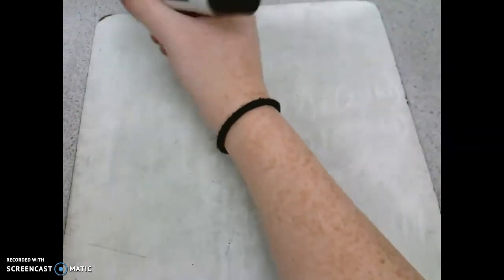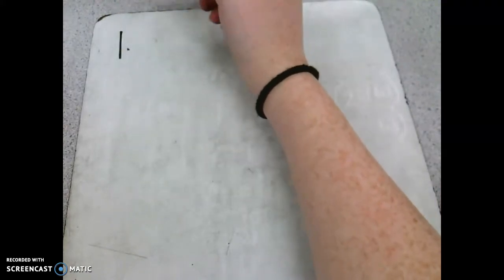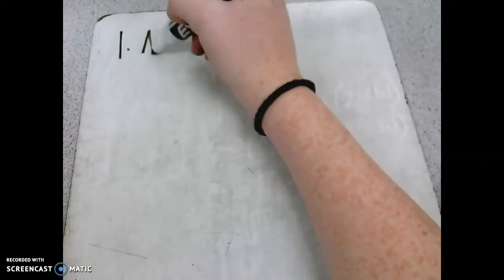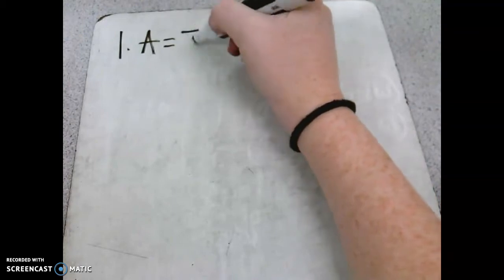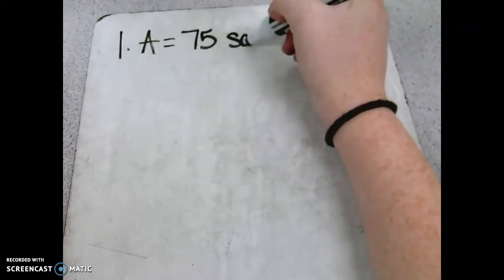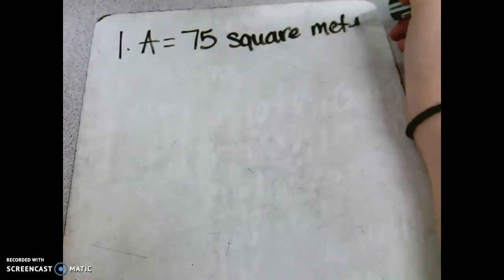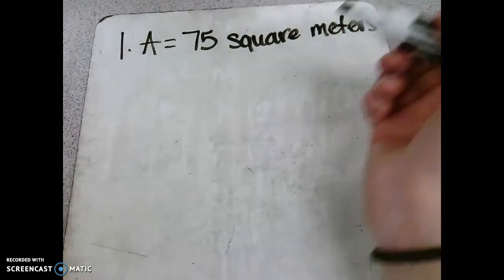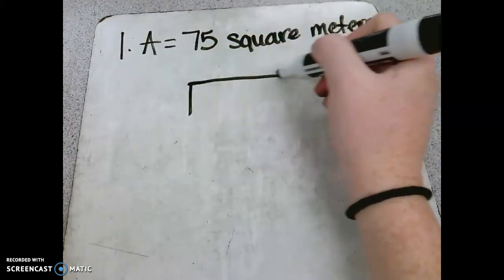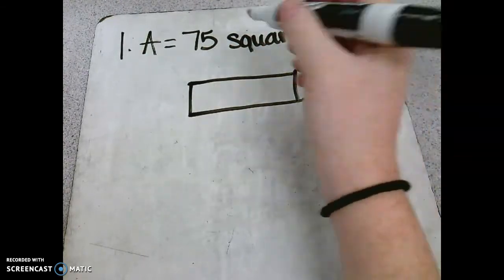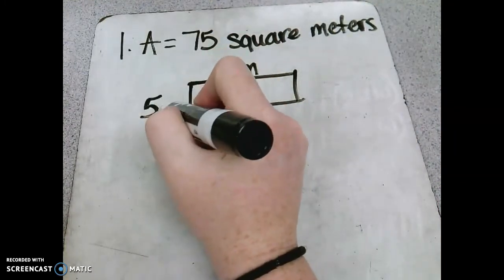Okay, we need to find the unknown measure of this rectangle. So our area, I'm not going to write out the full sentence. Our area is 75 square meters. Okay, 75 square meters. Our rectangle looks like this. We have this missing side, and this is 5 millimeters.